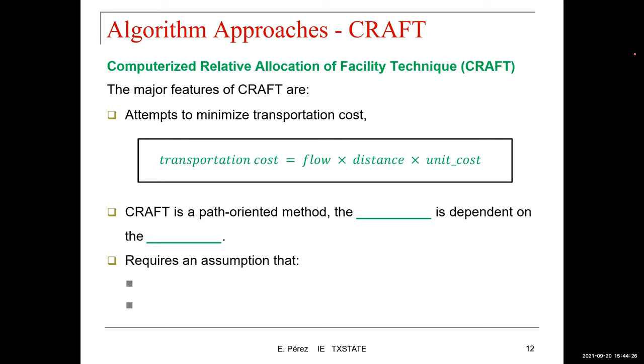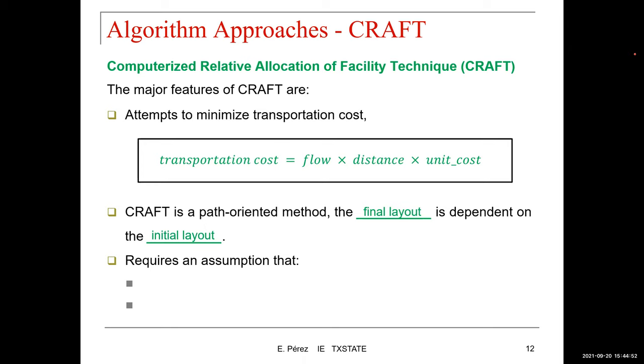CRAFT is a path-oriented method. The final layout is dependent on the initial layout. So I mentioned this is not a construction algorithm. This is an improvement algorithm. So we're gonna start with an initial layout, and then using that initial layout, we're gonna find ways to improve the current layout.